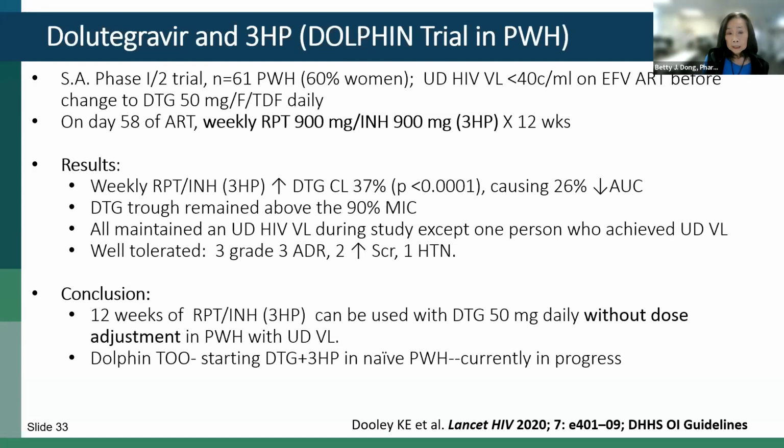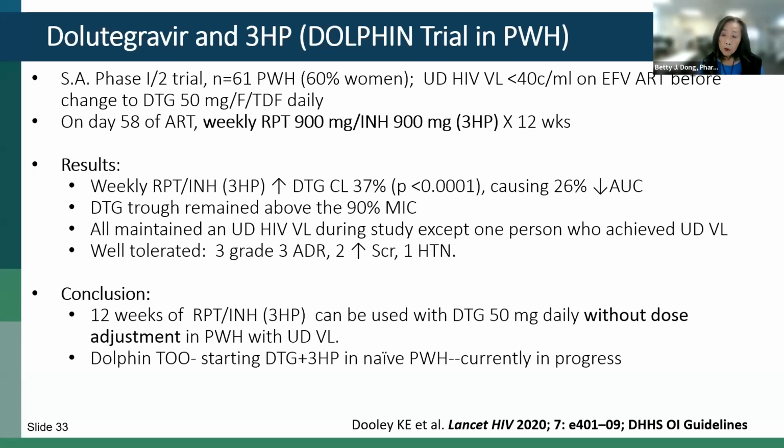Overall, despite the combination of antiretrovirals and 3-HP, there was a very low incidence of toxicity, and it was well tolerated. So the conclusions from this DOLPHIN trial really changed how we treat patients on dolutegravir. And so they concluded that you could use dolutegravir 50 milligrams daily without dose adjustment. And here the caveat is that patients had to have an undetectable viral load before starting.